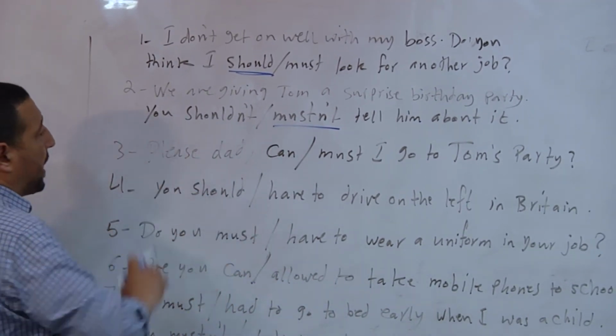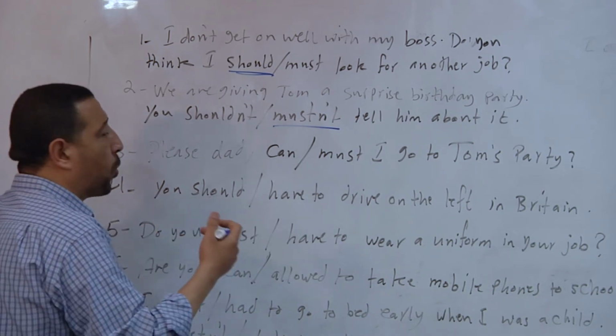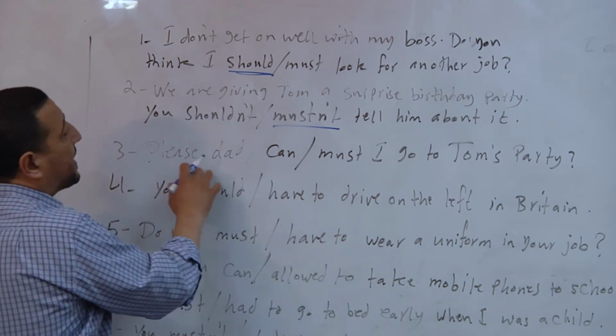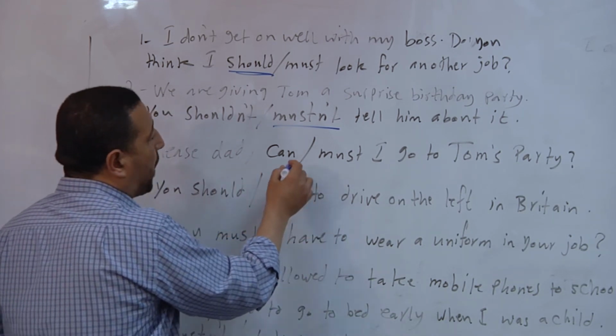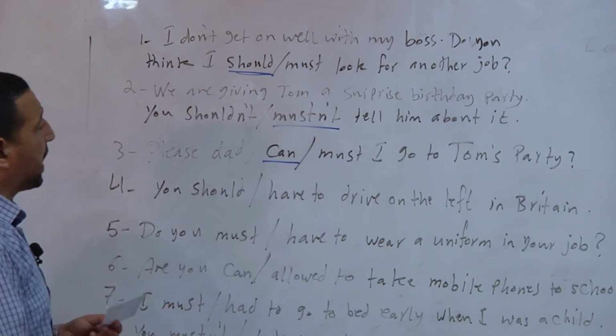Okay? Number 3, please, Dad, can or must I go to Tom's party? Can I? So he is asking his dad for permission to go somewhere. So please, Dad, can I go to Tom's party? Because he is asking permission from his dad.